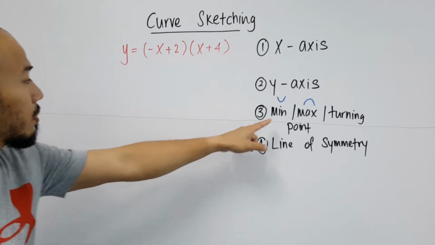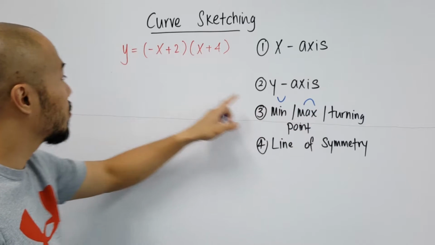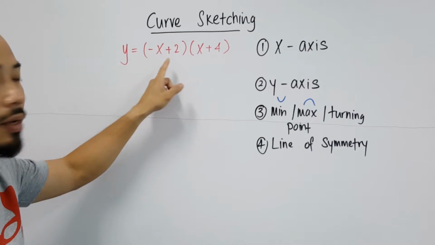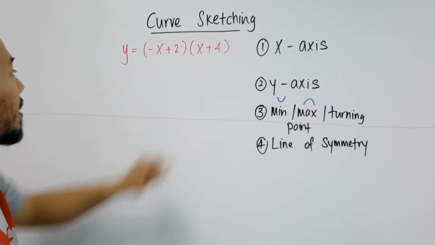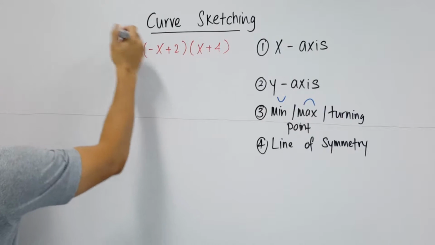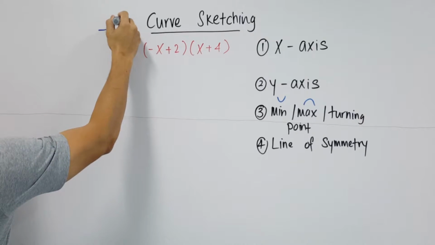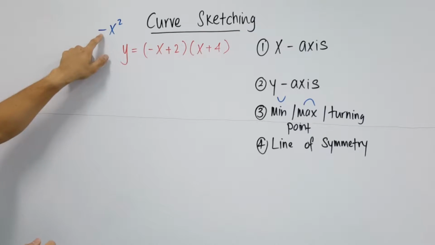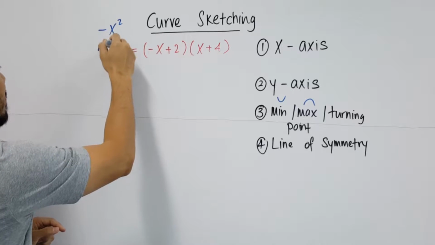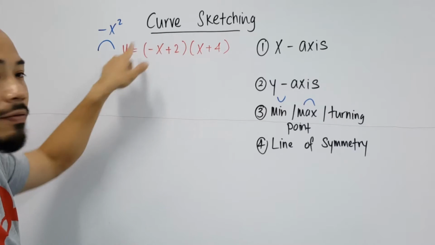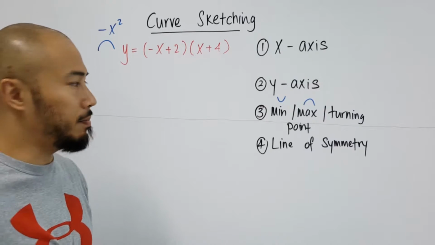So the way to determine this is to look at our x. Okay, what happens to these 2 x's when we multiply them? When we multiply them, we are going to get a negative x squared. Because it is negative, we will have a sad face. Okay, so for this curve, it is a maximum point.